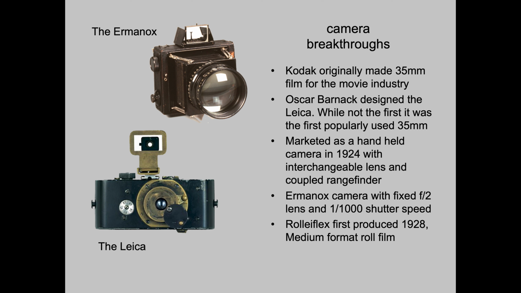But it was marketed as a handheld camera in 1924 with interchangeable lenses and a coupled rangefinder, making it much, much more user-friendly. Up top, you have the Ermanox, which is also a small camera, little box camera that used 6 by 4.5 sheet film, not a roll. So it needed a small piece of sheet film. But it had a fixed f2 lens, meaning that it's a very fast lens and very shallow depth of field, and very fast shutter speeds up to 1/1000th of a second. And of course, the Rolleiflex produced the first medium format roll film in 1928.